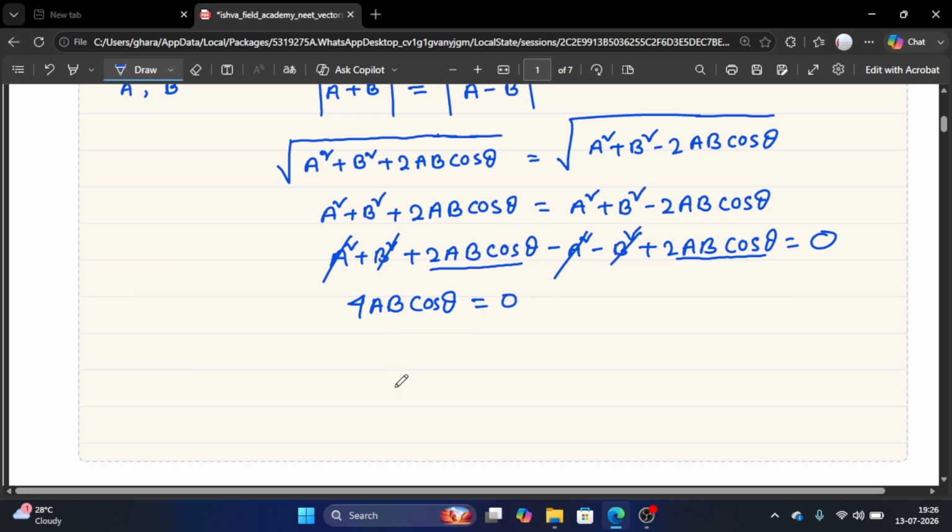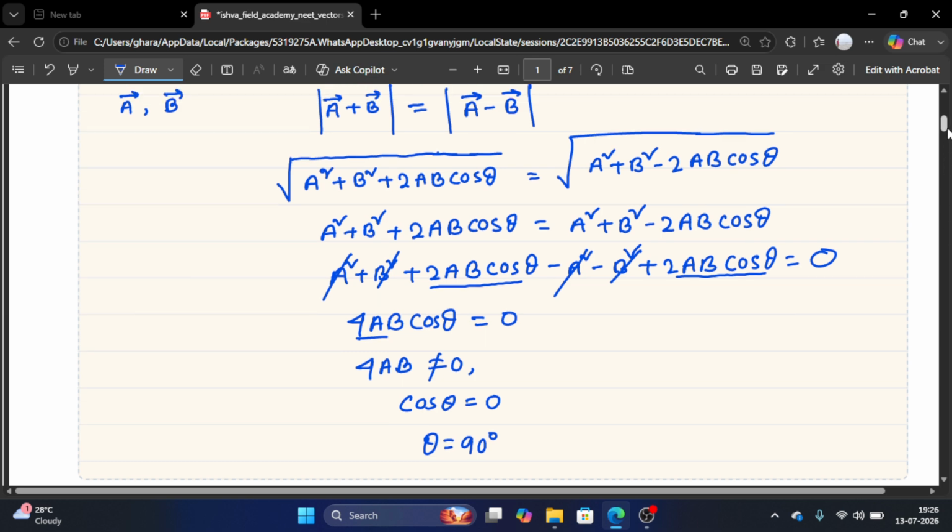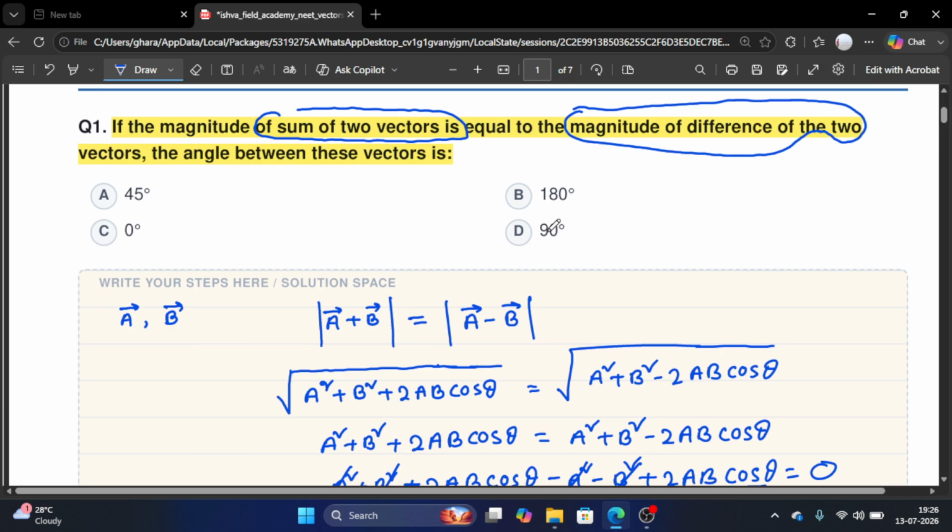That means in this situation 4AB cos theta equals 0, and 4AB is not equal to 0. That means cos theta equals 0. For which value of theta will cos theta give you 0? Theta equals 90 degrees. So this is the answer. In this question the angle is 90 degrees. Option D will be your correct answer.